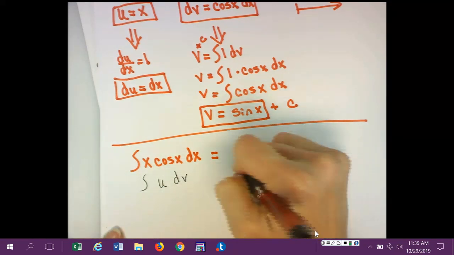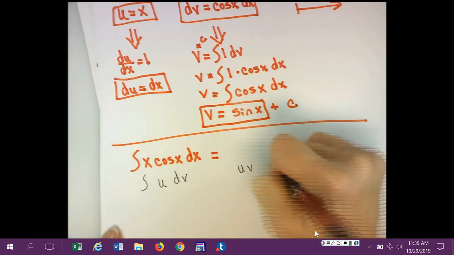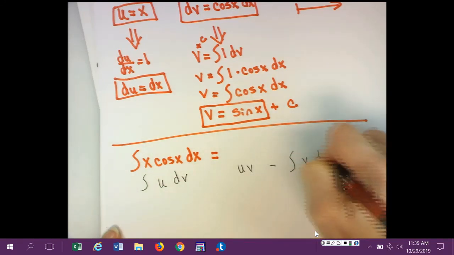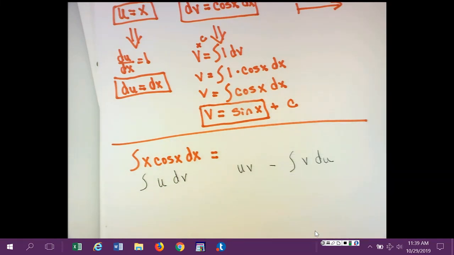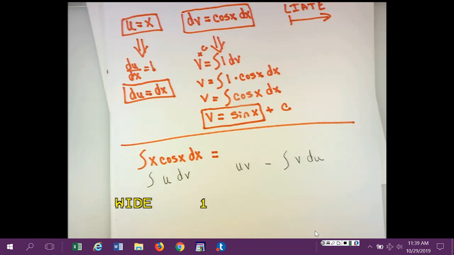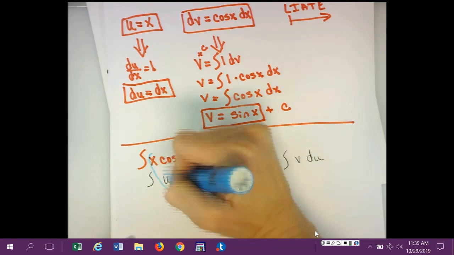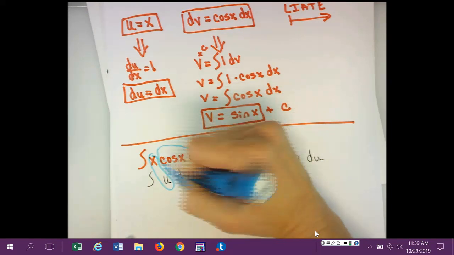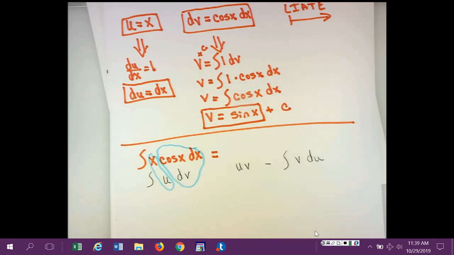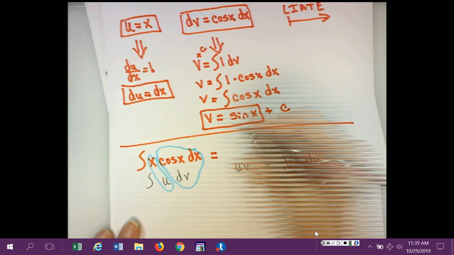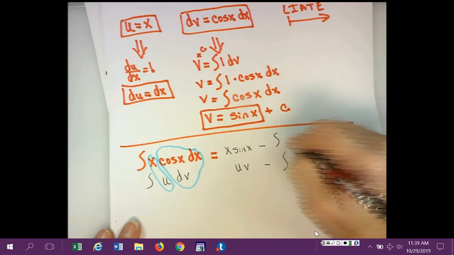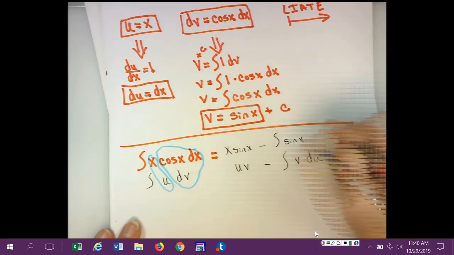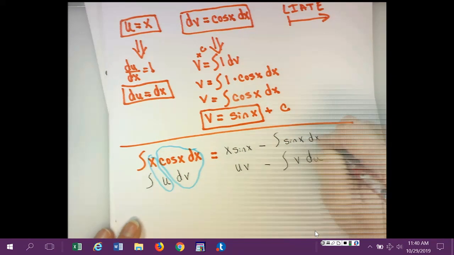And then I want to write underneath in black uv minus the antiderivative of v du, because I want to fill into my integration by parts formula by looking at my boxes above. Remember, our box says that u is equal to x and dv, u times v. u is x and v is sine x, so this is going to be x times sine x minus the antiderivative of v, which is sine x, times du, and du equals dx.